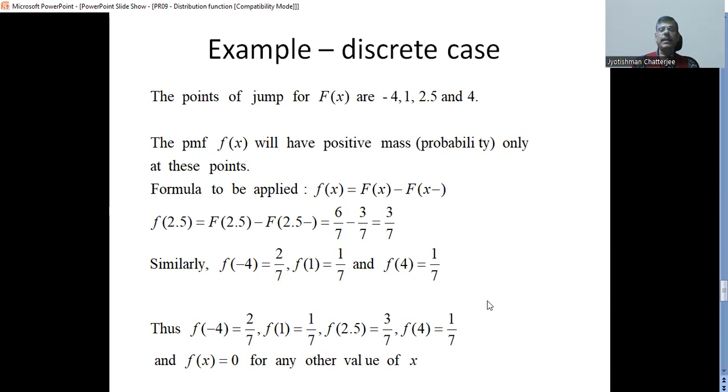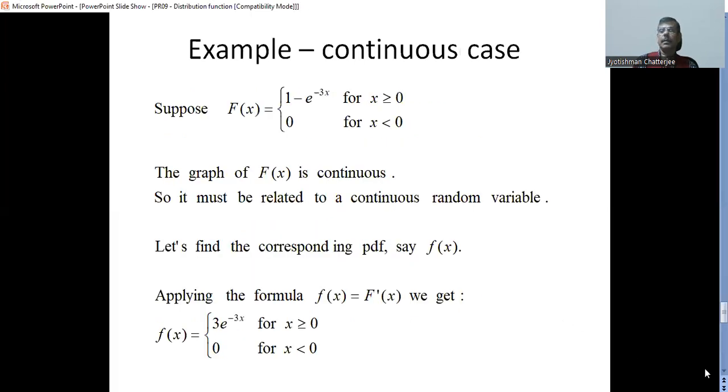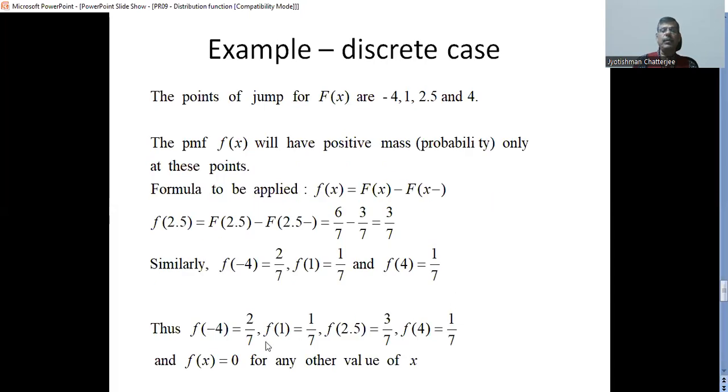The same thing is calculated here. The points of jump of F(x) are these 4 numbers, and we are applying this formula. F of 2.5 is given by 3 by 7. Similarly, this is equal to 1 by 7. We are just calculating the jump amounts here, as we described earlier. And finally, we get these answers.